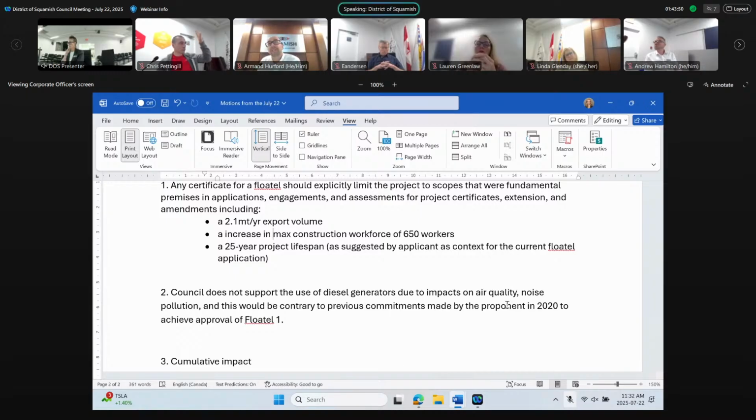Okay, I'm trying to get us to this first bullet point. I know we're into the third one, but comment on this? Yeah, so I did try in the preamble to those three bullets to say consistent with what were fundamental premises of applications, engagements, and assessments, et cetera. So it sets that framing. If we want to pull out that second one and do it more explicitly, we can. I was trying to keep this simpler.